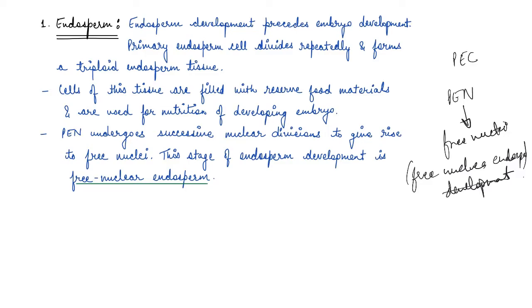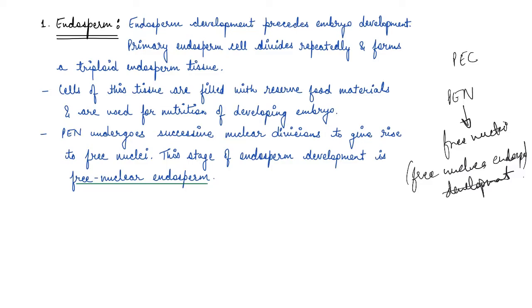Okay, now the number of free nuclei formed before the cellularization varies greatly. If we take an example of coconut, the water inside the coconut that you see is nothing but the free nuclear endosperm. And the white kernel part, the white tender coconut part, is nothing but the cellular endosperm. So that is formed after cellularization of these free nuclei.